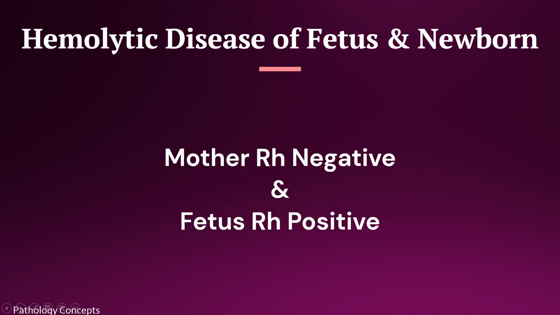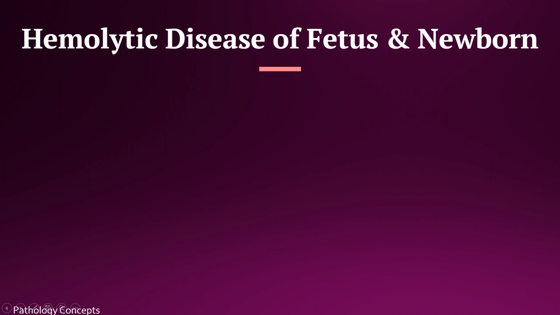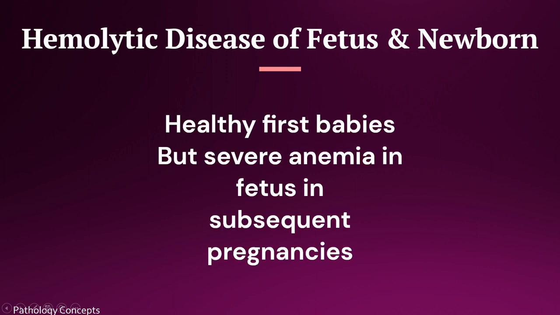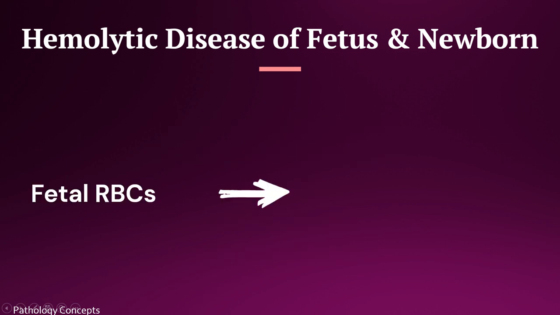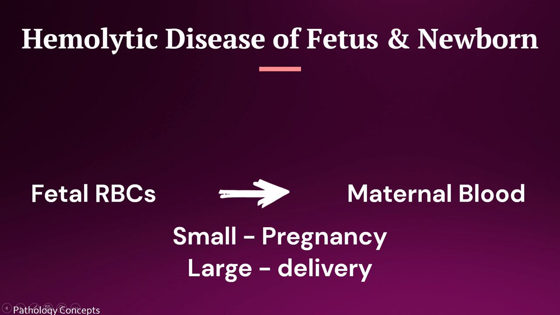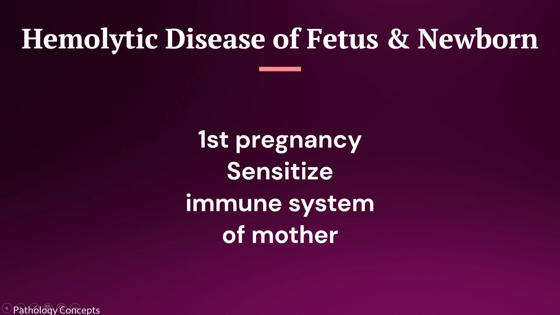The hemolytic disease of the fetus and newborn occurs when the mother is Rh negative and the baby is Rh positive. This woman often has a healthy first baby, but subsequent pregnancies often result in severe anemia in the fetus or stillbirth and spontaneous abortion. Because the fetal RBCs enter the maternal circulation in small amounts during the pregnancy and in larger amounts during childbirth, the first pregnancy with an Rh positive fetus will sensitize the mother to make anti-D antibodies.